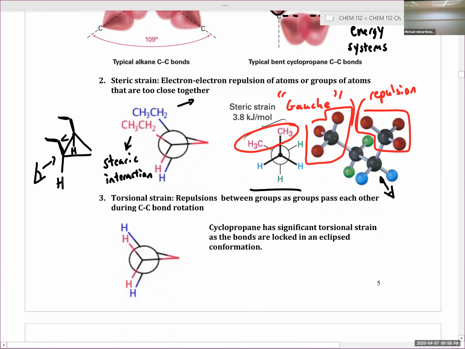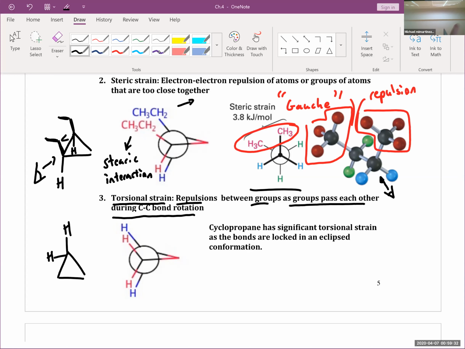So if we look down here, torsional strain is our last major interaction that often results in destabilization of our ring systems, which are repulsions between groups as groups pass each other during carbon-carbon bond rotation. Now, for cyclopropanes, just looking at our hydrogens, I'll draw it in the same side-on view so we can begin to see the massive problem in cyclopropanes.